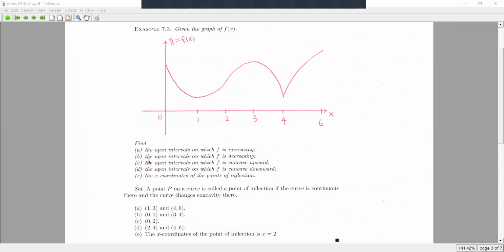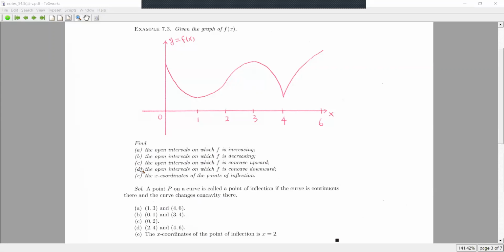Second question, find the open intervals on which f is decreasing. The graph is decreasing from 0 to 1. From 3 to 4, the curve is also decreasing. So the answer to the second question is the interval 0 to 1 and 3 to 4.